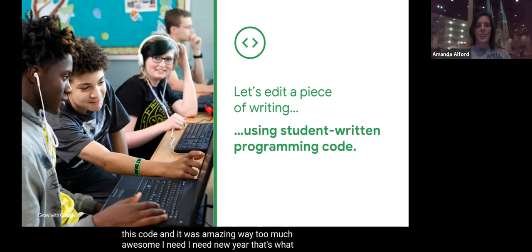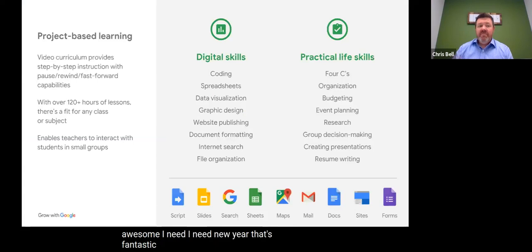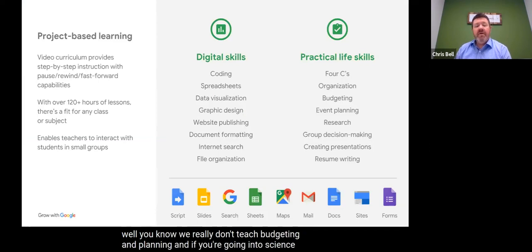That's fantastic. As I mentioned, project-based learning, and some of the digital skills are highlighted there, the actual digital skills they're learning, but the practical life skills are obviously broadly applicable as well. We really don't teach budgeting and planning. And if you're going into science, and you happen to go all the way and become a research scientist in any capacity, you're applying for grants and you're managing budgets. It's amazing how much time is spent on non-scientific things.